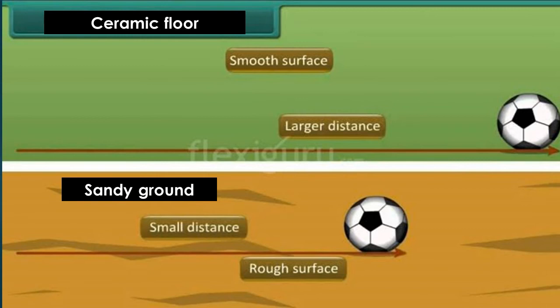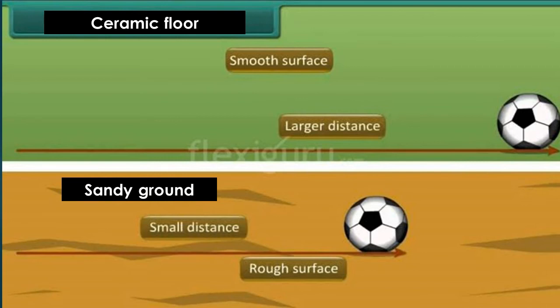That is why when I have high friction force, the ball travels a small distance. Again, we said the ball on the sandy ground, a rough surface, has high friction force, so it will stop first. It will move a small distance and then it will stop.